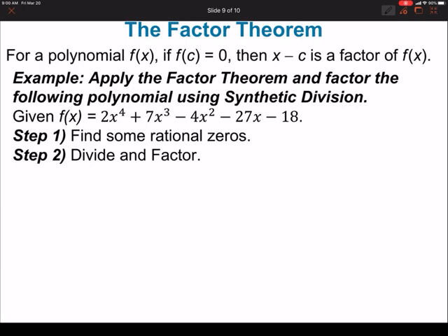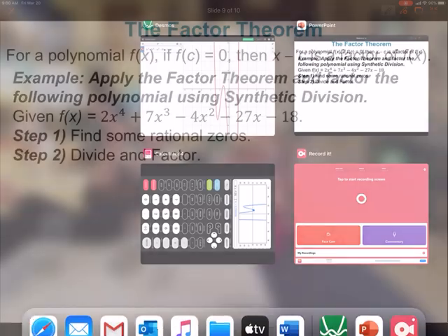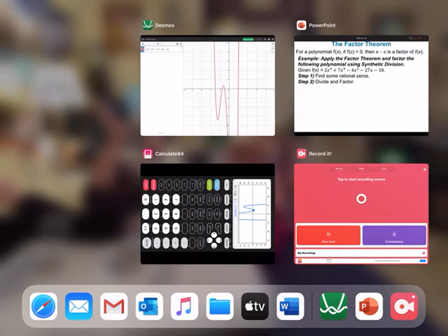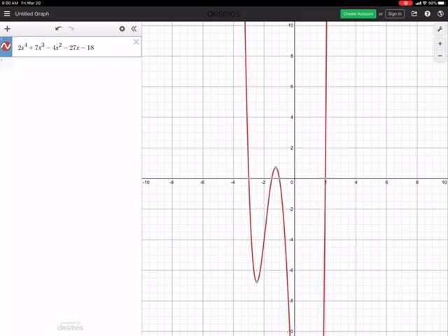All right, let's look at a graph of this quartic polynomial. We can use our TI or any other graphing calculator. I'm going to look at this graph, which I've stored here on this Desmos calculator, an online calculator we could use. So you see the graph of this degree 4 quartic polynomial we were given, 2x to the 4th plus 7x cubed minus 4x squared minus 27x minus 18.